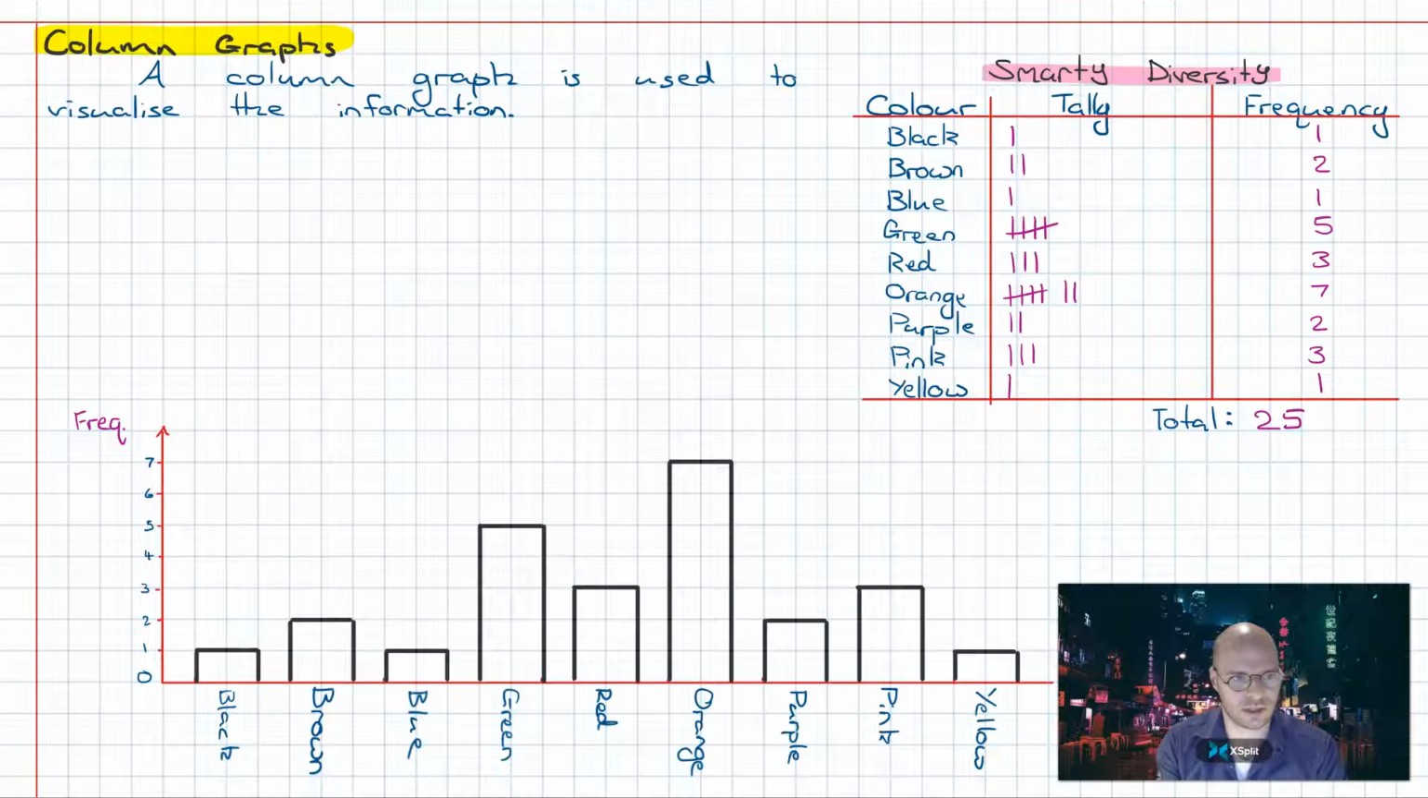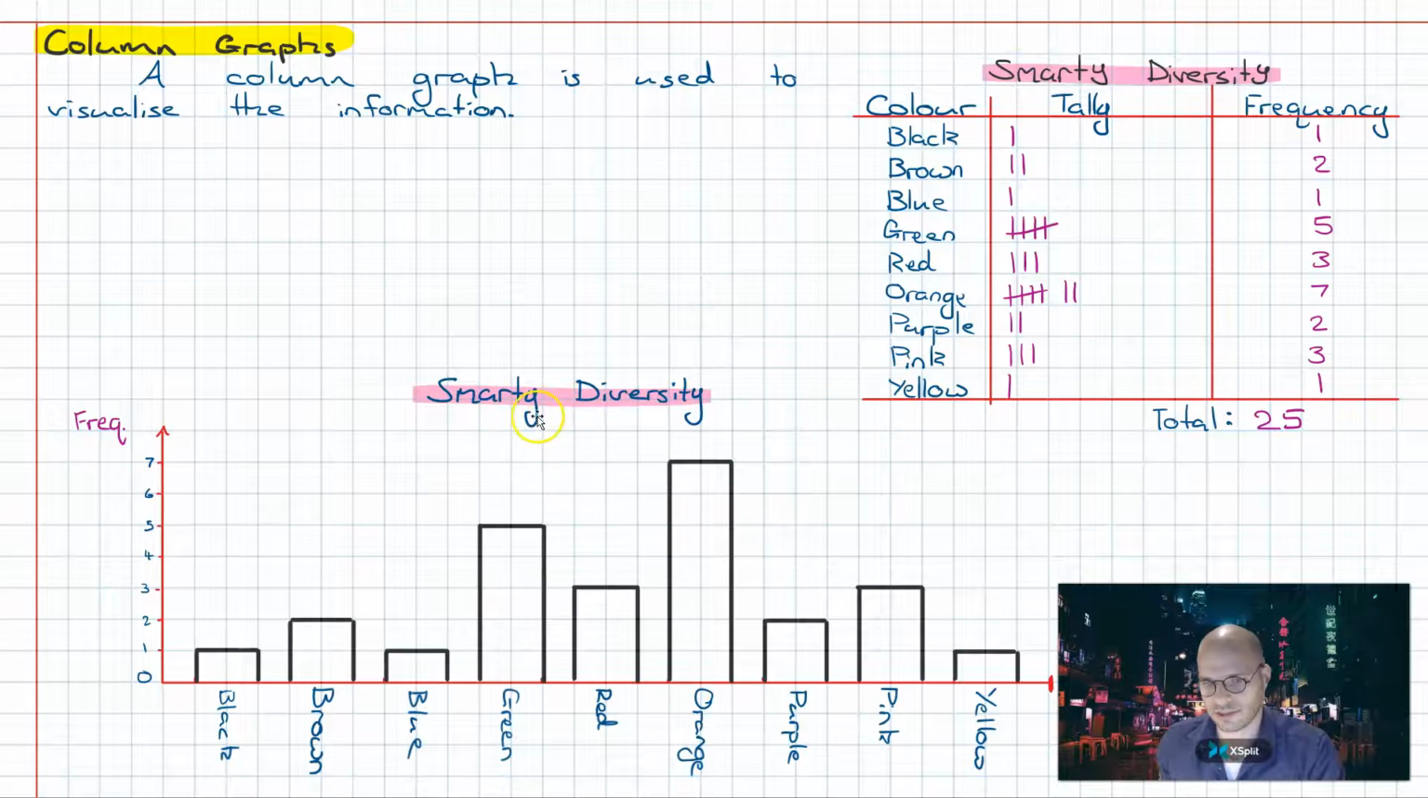Now the final step to finalize this particular graph is on the horizontal, I'm just going to draw a notch in like this to represent that this is the only data we have within this particular data set. And then finally, I'm going to label the graph. So the graph itself is going to be called Smartie diversity.